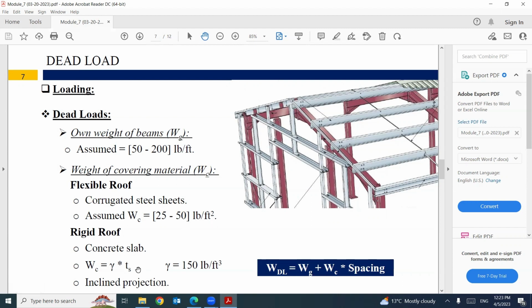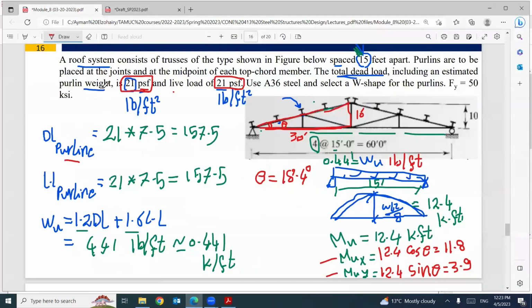If you have concrete slab, I can use this equation to figure out the own weight of slab. And I can figure out the W dead load equal WG. This is the weight of the purlin plus the covering material times spacing. I did not use this expression in our example because the own weight of the purlin is already included in this value, pound per square feet. So I used only this value by spacing. That's all. But if the own weight of the purlin is not included, then I need to add another value for the own weight of the purlin. But this is not the case.